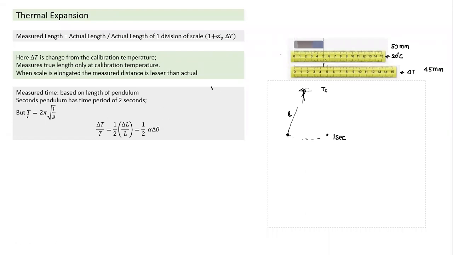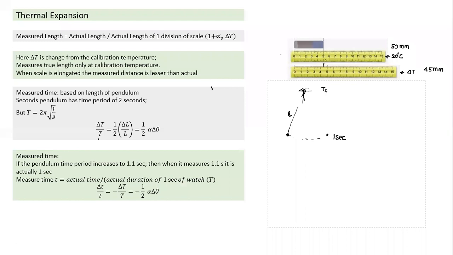The second pendulum has time period T equal to 2 pi root of L by g. Here also the time period of the pendulum changes with change in length. What is the relationship for small changes? We use it many times: the fractional change in time period is equal to half the fractional change in length, and the fractional change in length is equal to alpha into delta theta. Since T is already used, I'm using theta for temperature here. So this is the fractional change in time period. Based on this, if the time period changes, the measured time also will change.